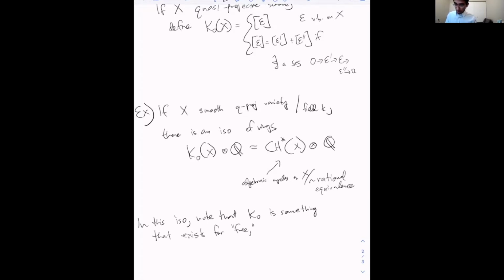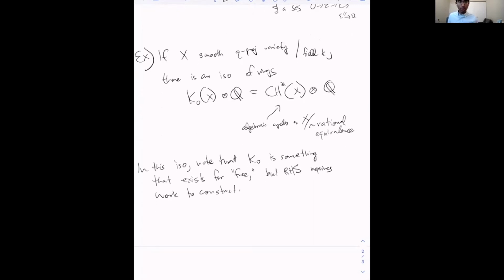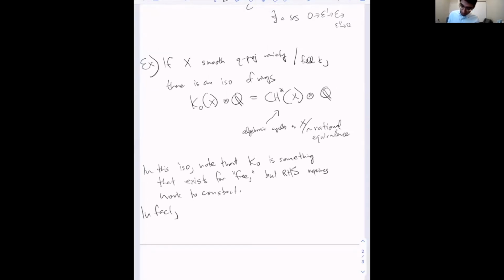But if you look at the right-hand side, the Chow ring, that's actually something that requires some theory to construct. In particular, this Chow ring is defined for smooth quasi-projective varieties over a field, but it's not really something that makes sense if you have a singular variety, for example, or a variety or some sort of scheme in mixed characteristic. But note that K0 is defined extremely generally. So in fact, the right-hand side is not defined nearly as generally.